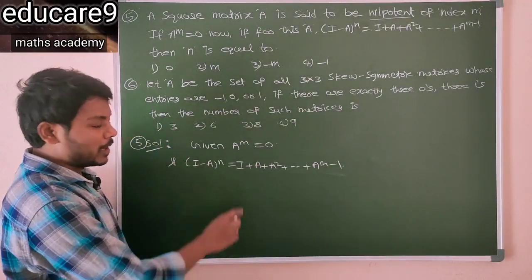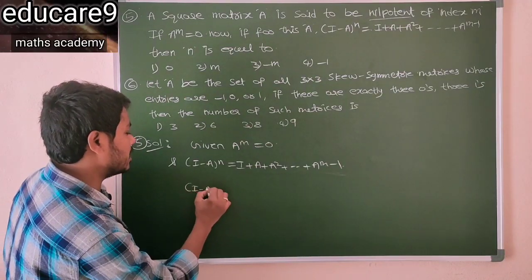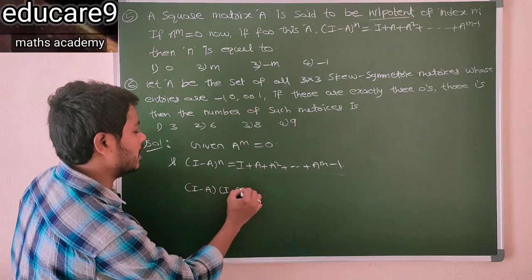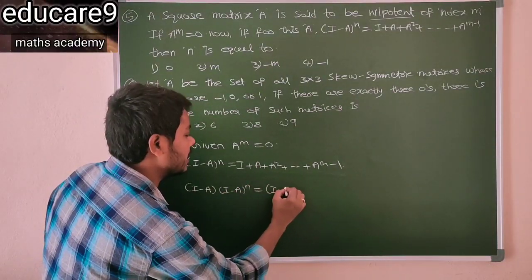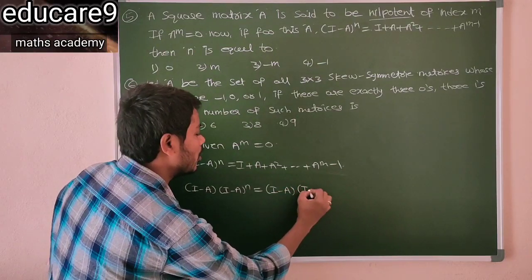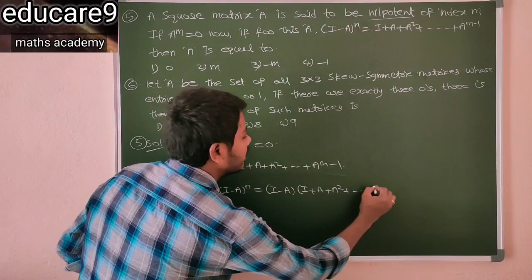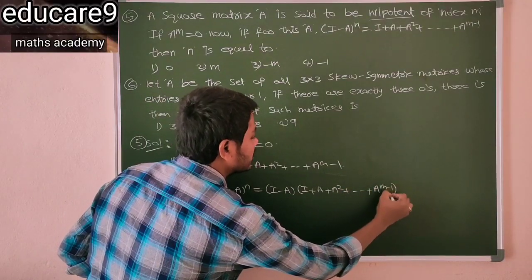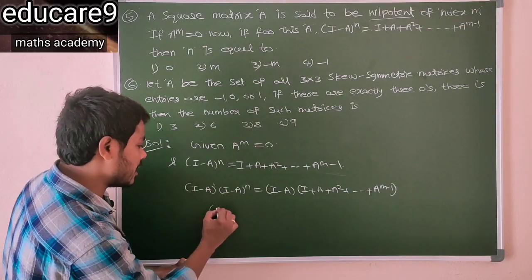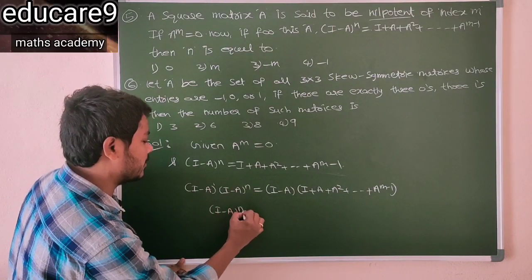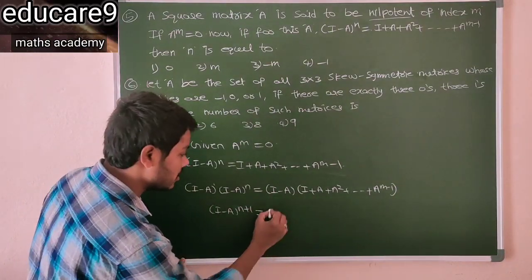Here multiplying (I - A) on both sides, so what do you get? (I - A)(I - A)^n is equal to what? (I - A)(I + A + A^2 and so on up to A^(n-1)). So clearly this is what? (I - A)^(n+1) is equal to what? Multiplying this, what do you get?